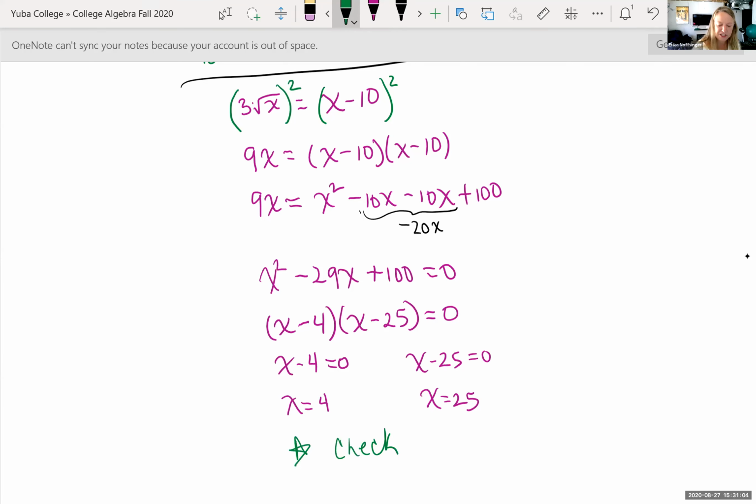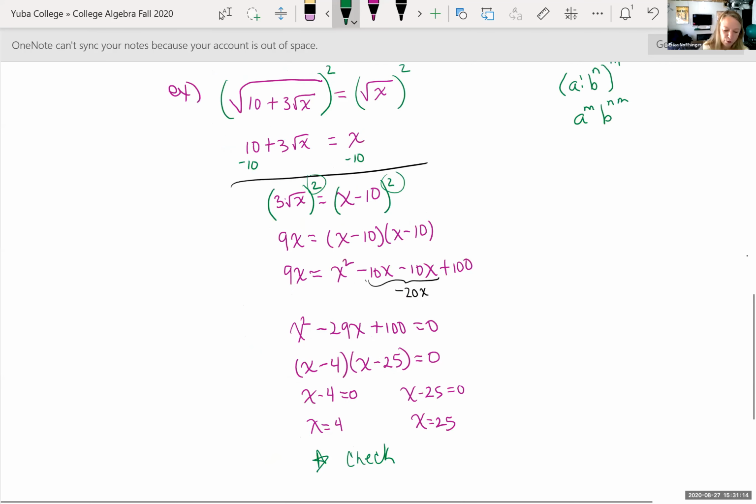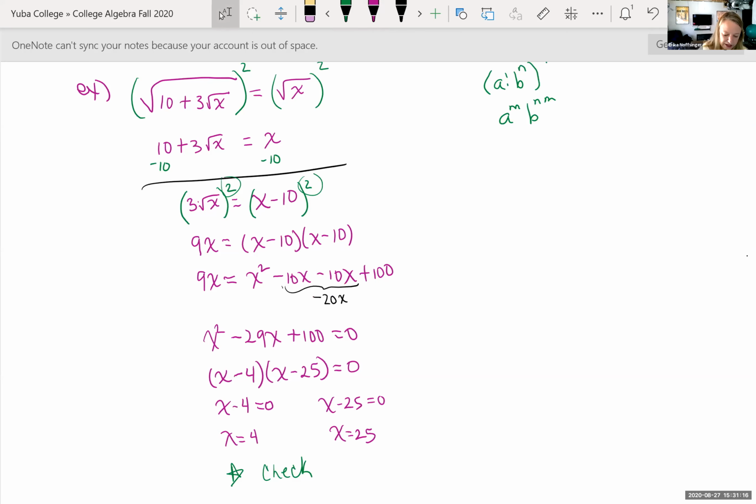Okay, so again, we've got to check because I raised both sides to an even power. So you're going back to the original one before we did anything to it, and wherever we see an x, let's first try 4. So we have the square root of 10 plus 3 square root, and we have an x there. I'm going to replace it with the 4. Is this technically equal to the square root? Do you see an x there? Replace it with a 4.